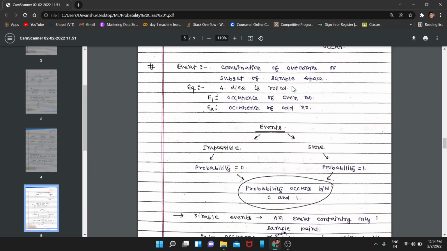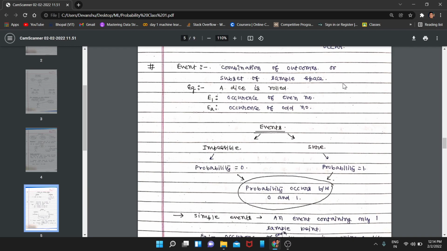First, we look at the event in detail. What is an event? If you are tossing a coin, there are two outcomes which can come, that is head or tail. So there can be two events: either head will come or tail will come. That is what we are calling an event. Event means a subset of a sample space.